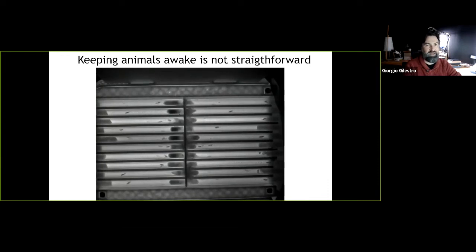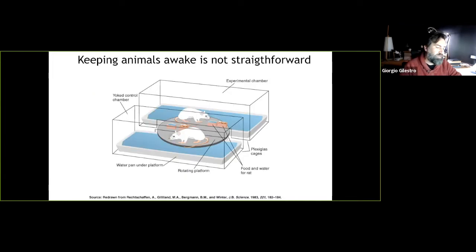So flies can actually get quite damaged by something like this. So what we did is we took inspiration from a system that was developed in the 60s by Rechtschaffen, known as the Disk-over-Water system. With this system, the laboratory of Rechtschaffen managed to chronically sleep-deprive rodents, rats specifically, not necessarily removing the stress component, but at least trying to control for it.